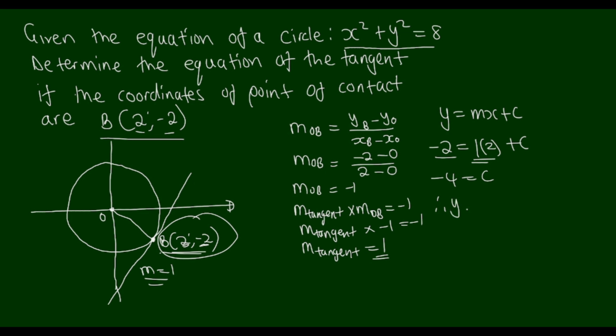Therefore, the equation of the tangent is y equals 1x minus 4. That's the equation of the tangent. Right, let's look at another example.